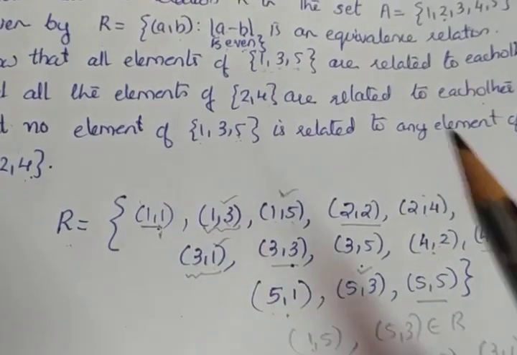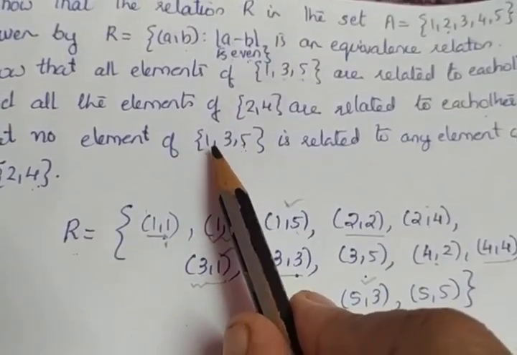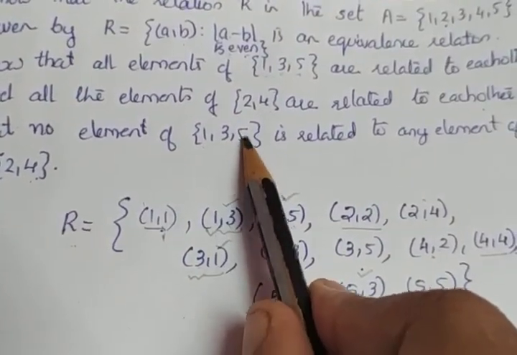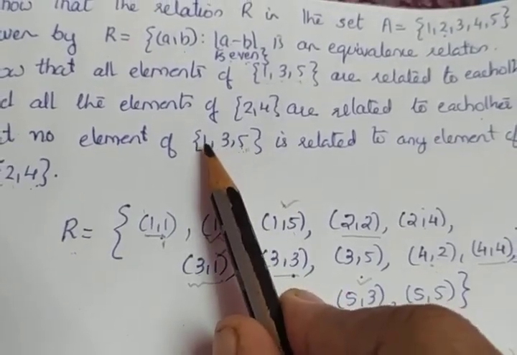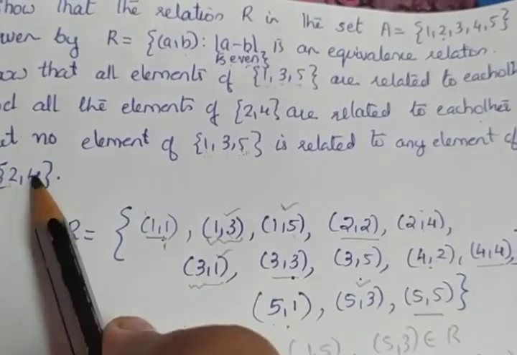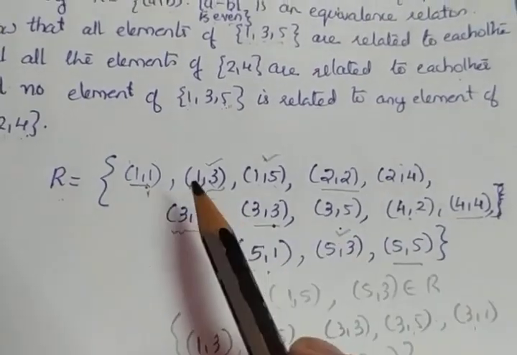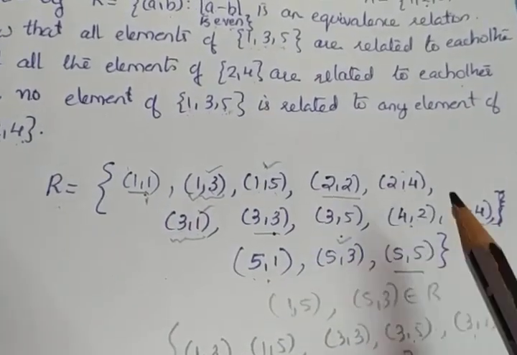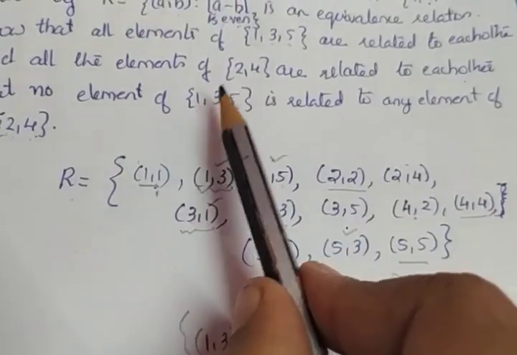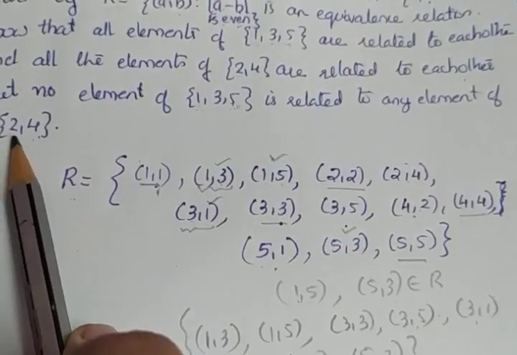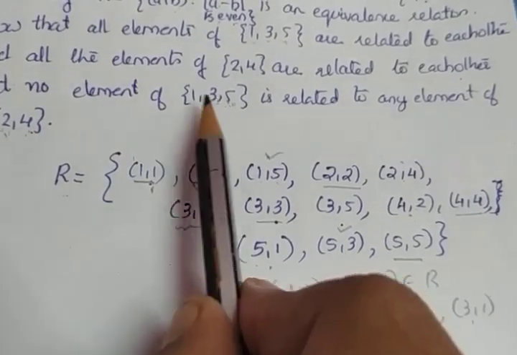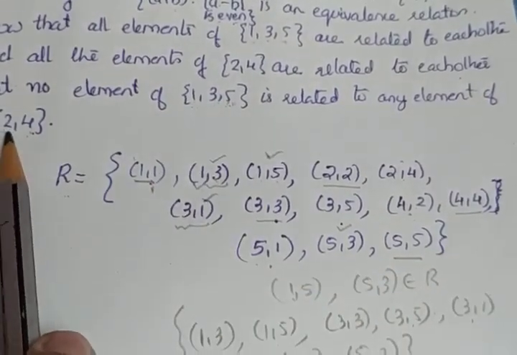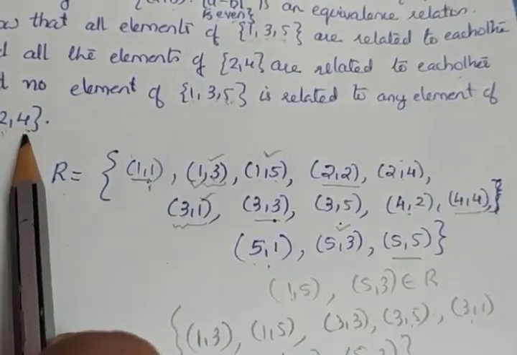Again, the next one is we have to show that 1, 3, 5 is not related to 2, 4. That means we have to check whether (1, 2), (1, 4) are elements of R. Is (1, 2) an element of R? No. What about (1, 4)? No. Is (3, 2) an element of R? No. What about (3, 4)? Not an element. What about (5, 2)? Not an element. What about (5, 4)? Not an element.